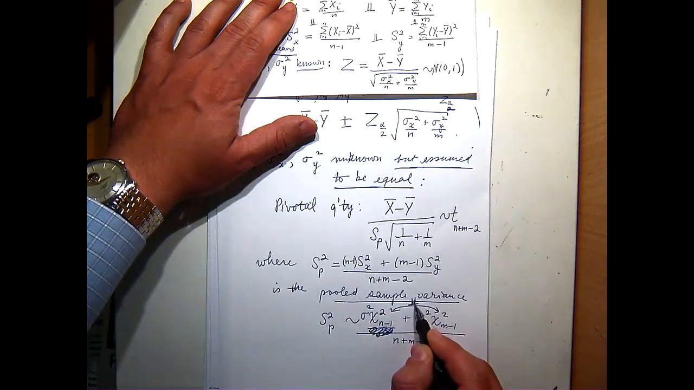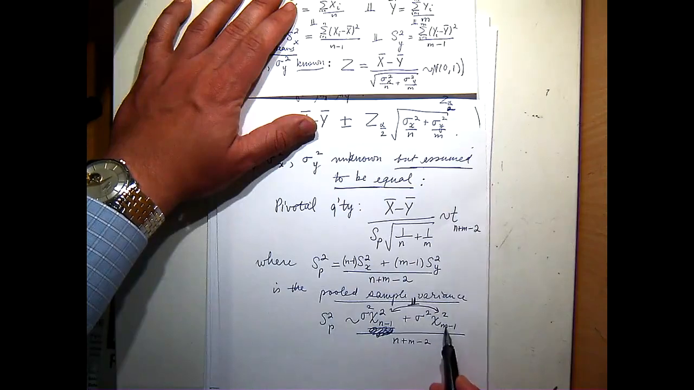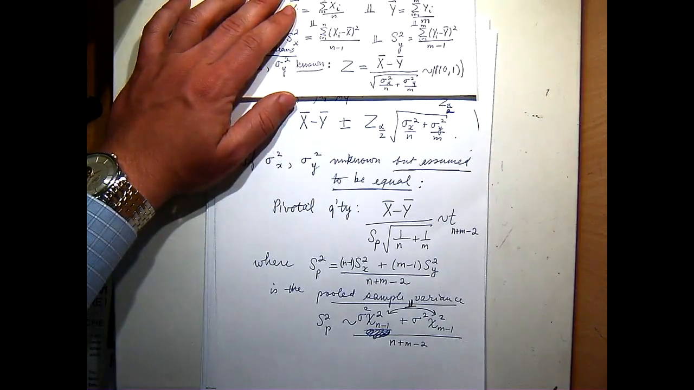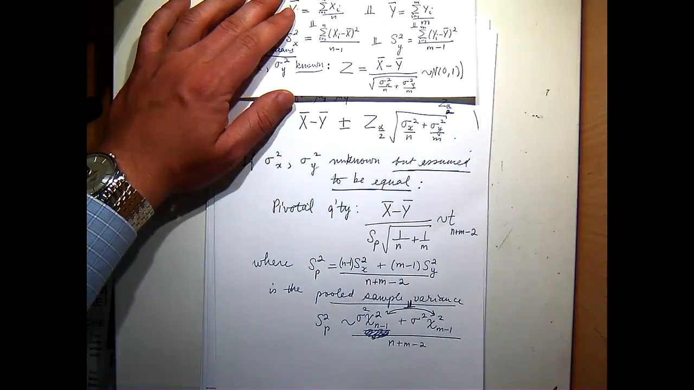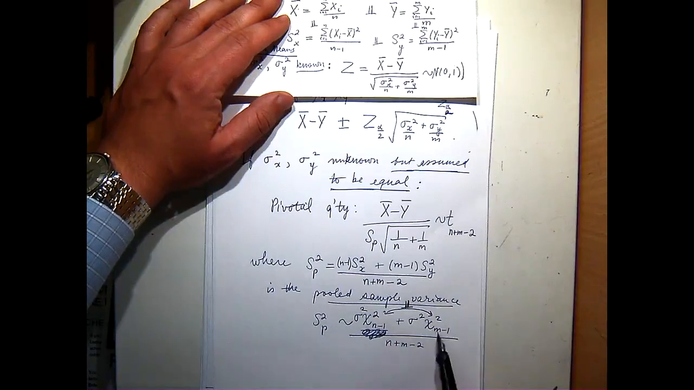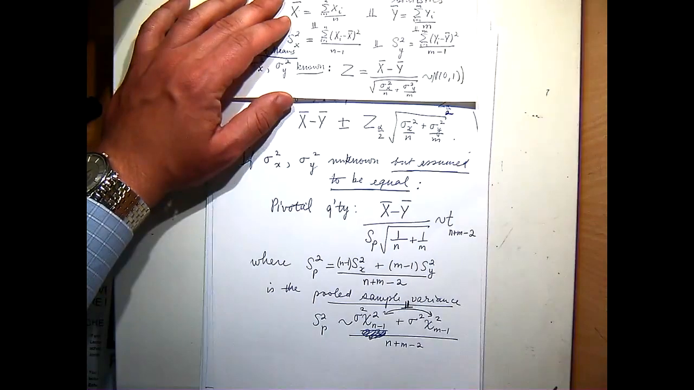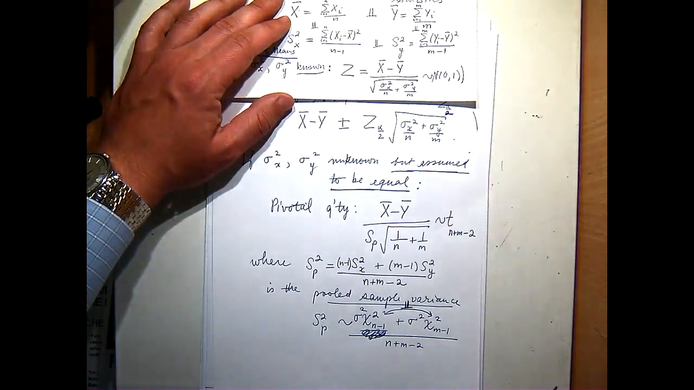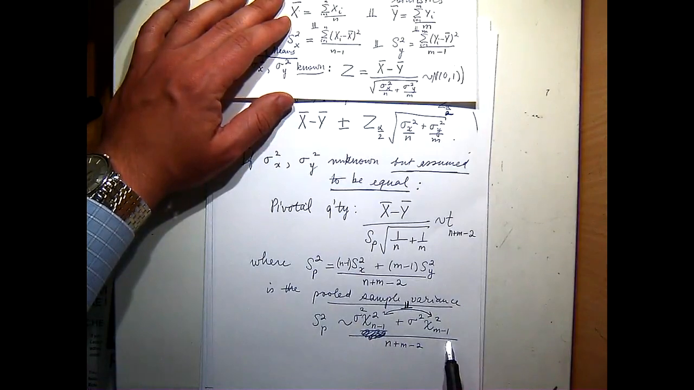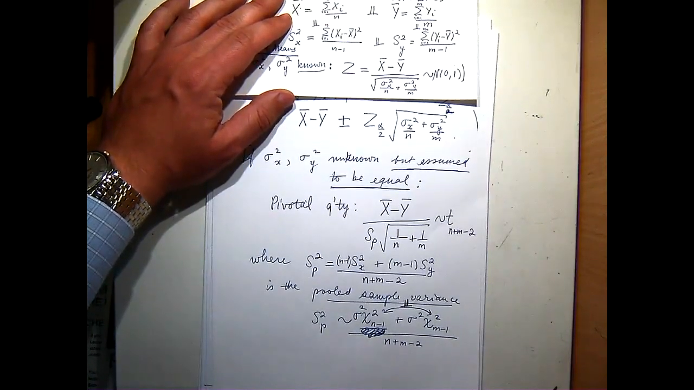Does anyone know what happens when I add up a chi squared with n minus 1 degrees of freedom, and add another independent chi squared with m minus 1 degrees of freedom? What happens? Remember, chi squared n minus 1, that's nothing other than n minus 1 squared standard normals added together, independent. And this is m minus 1 squared standard normals added together, independent. So when I add the two of those together, I get n minus 1 plus m minus 1 squared standard normals, all independent, added together. It just follows from the definition.